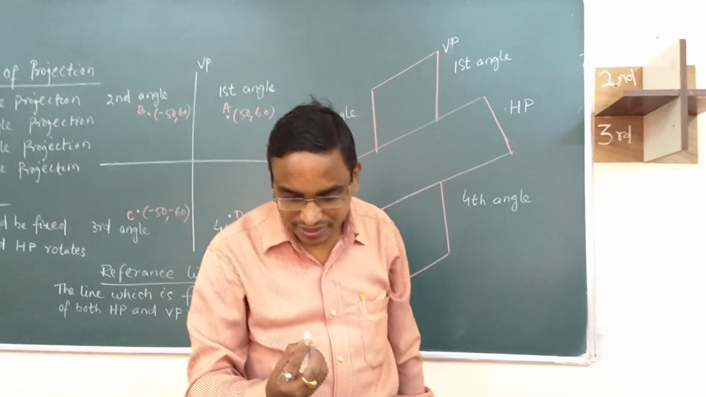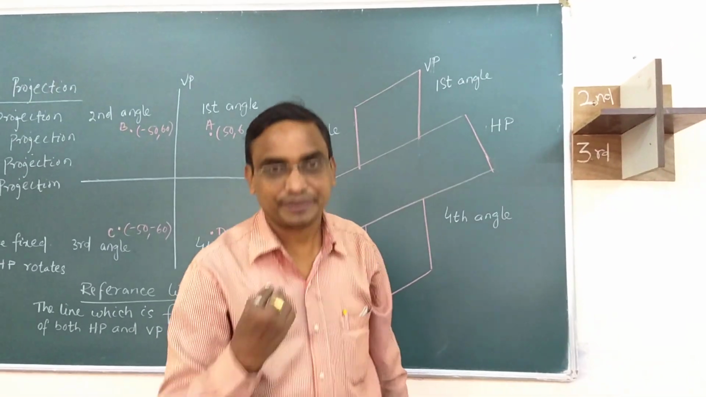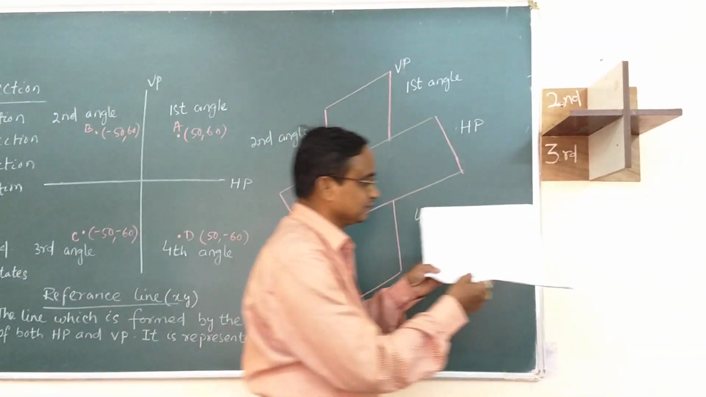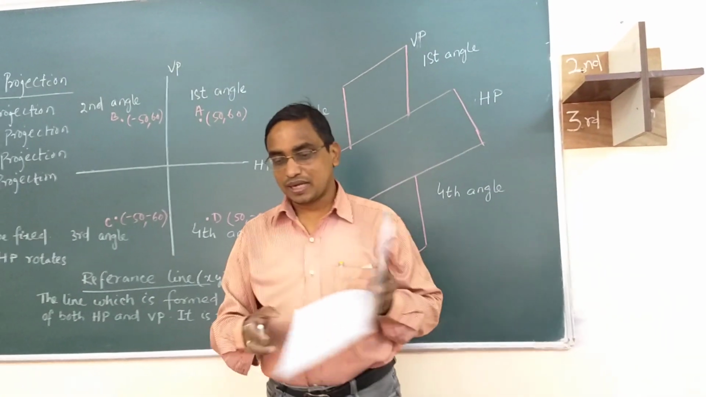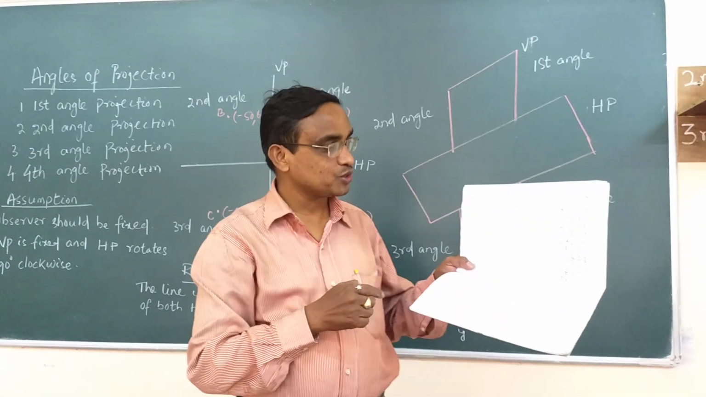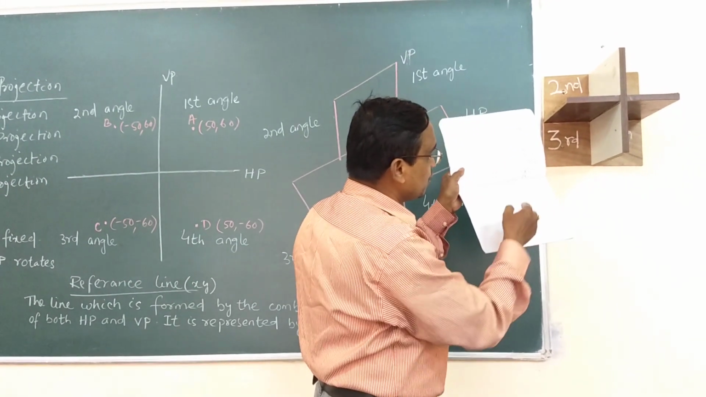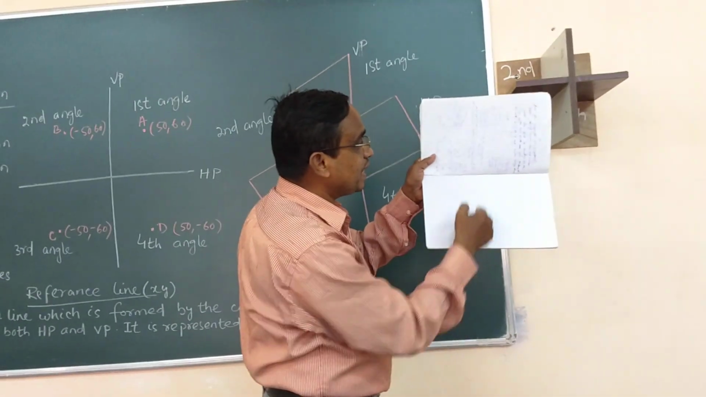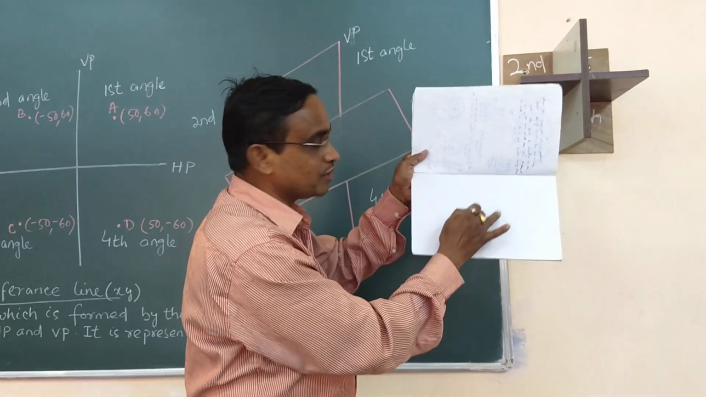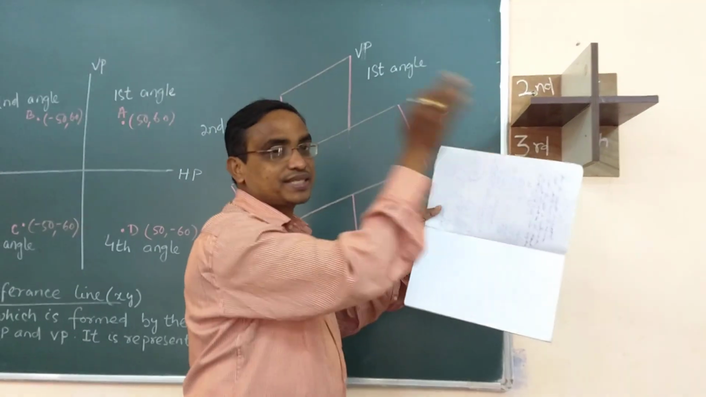So the arrangement is, the object is placed in between the observer and POP. Second point, I already told you that top view is always drawn on HP and front view is always drawn on VP. So when I rotate my HP 90 degrees clockwise, top view is below the XY reference line and front view is above the XY reference line in first angle projection.